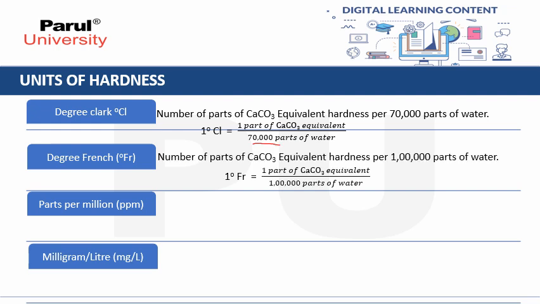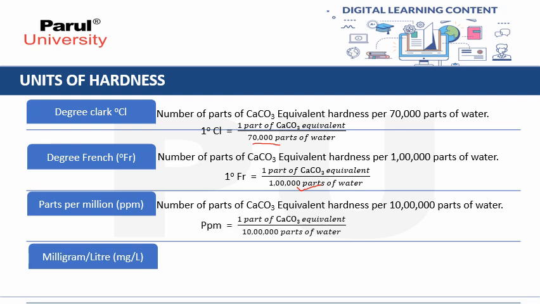Degree French. It is the number of parts of calcium carbonate equivalent hardness per 1 lakh parts of water. Therefore, 1 degree French is equal to 1 part of calcium carbonate equivalent upon 1 lakh parts of water. Parts per million. Number of parts of calcium carbonate equivalent hardness per 10 lakh parts of water. Therefore, 1 ppm is equal to 1 part of calcium carbonate equivalent upon 10 lakh parts of water.